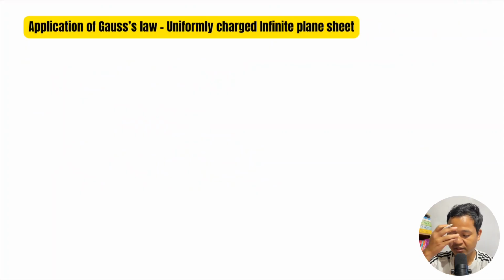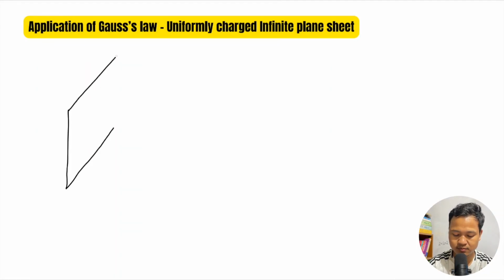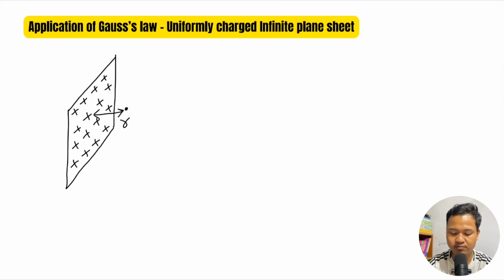Next you have the infinite sheet. An infinite sheet looks something like this. It is like a surface where you have charge all over the surface. We want the electric field near the surface, at a distance r.